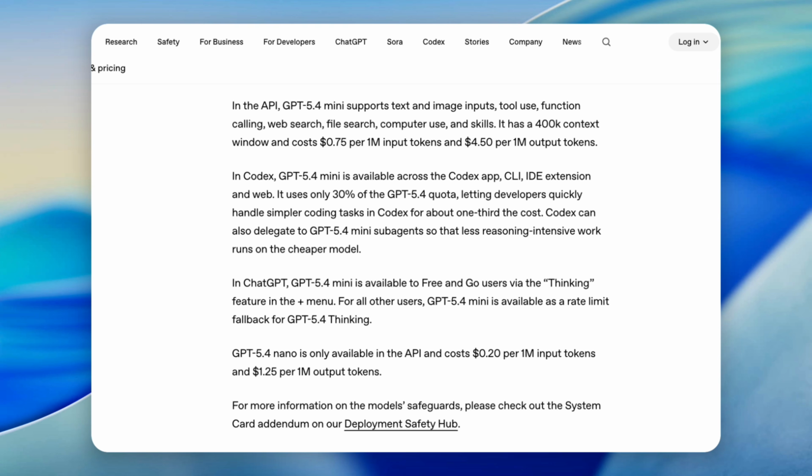Mini is priced at 75 cents per million input tokens and $4.50 per million output tokens. Nano is even cheaper at 20 cents per million input tokens and $1.25 per million output tokens. And just to put that in context, the full GPT 5.4 runs at $2.50 for input and $15 per million output tokens. So Nano is about 12 times cheaper on output than the flagship. For any workflow that's running a high volume or lightweight task, the math on that is pretty compelling.